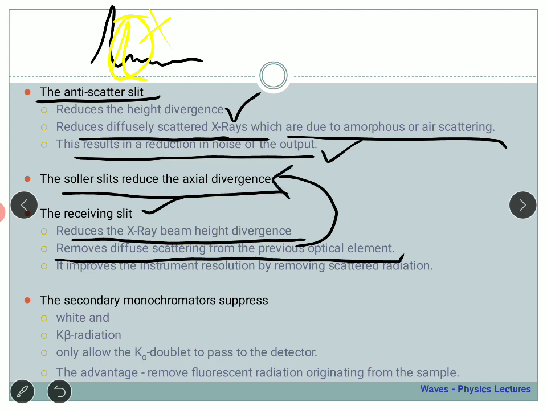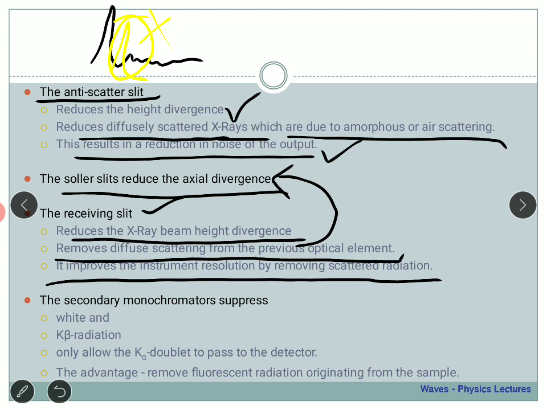If the solar slit has missed out on filtering some of the unwanted signals, that can be achieved by the receiving slit. This receiving slit will improve the instrument resolution by removing the scattered radiation, so the resolution will be even better.